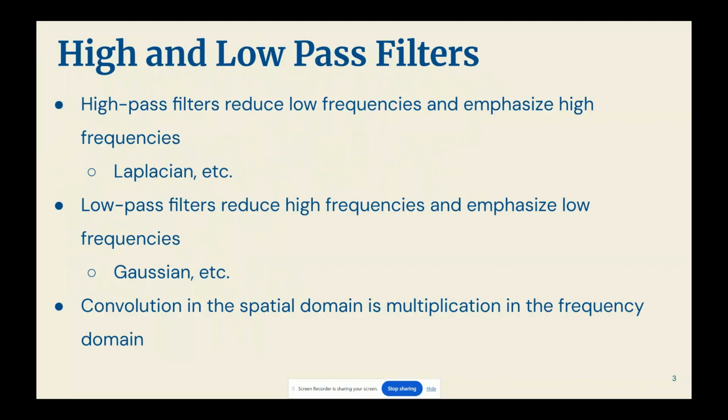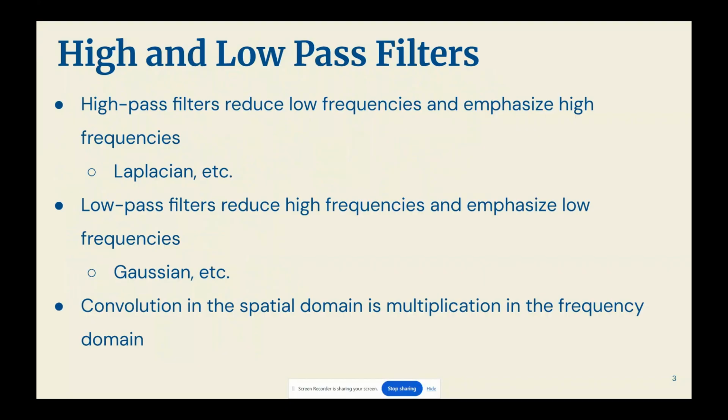Whereas a low pass filter, like the Gaussian that we've studied, will tend to emphasize the lower frequency information that's sort of spread out over a greater spatial area. And so this will have the effect of blurring it.